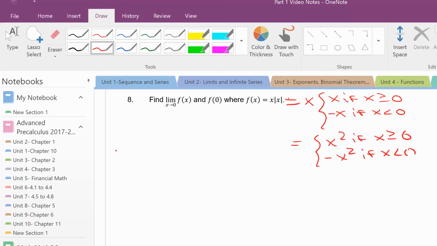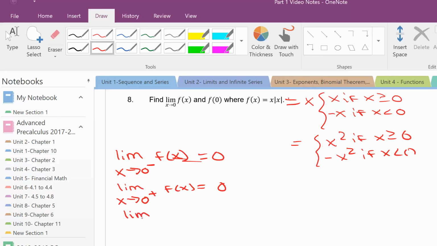So that means if you're finding the limit as x approaches 0, you do have to go from the left and the right. From the left, you put in 0, you still get 0. From the right, you put in 0, and you get 0, which means the limit as x approaches 0 of the function is 0. And then f of 0, however, now this is defined, so f of 0 is 0.